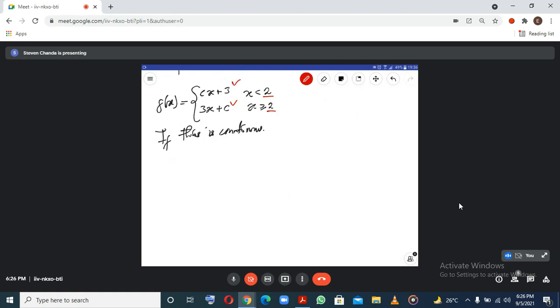Okay, so let's just write first. We know that if this is going to be continuous, then cx plus 3, I'm just writing the equation, 3x plus c is going to be equal when we plug in 2. Because they've told us that this is continuous, so there shouldn't be any break in the value, and there shouldn't be any break in the function. The break in the function can only occur when there is discontinuity, right? So for this one, we substitute.